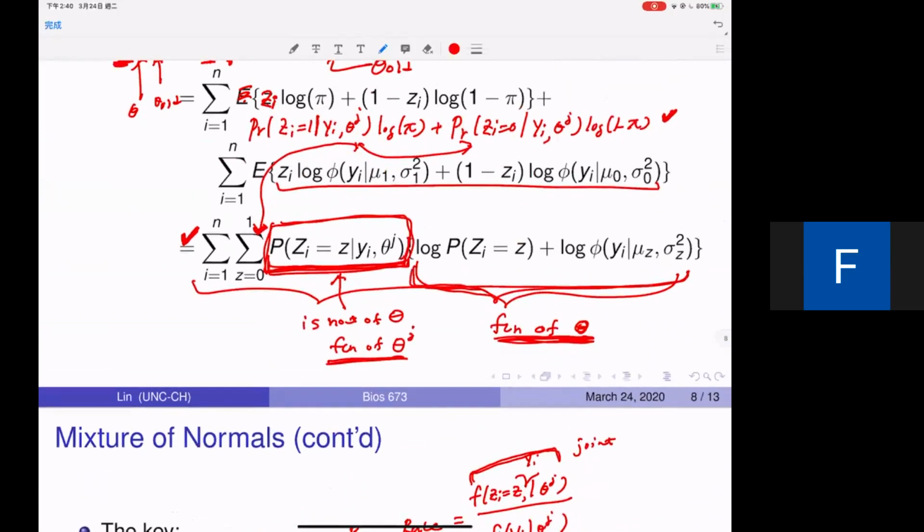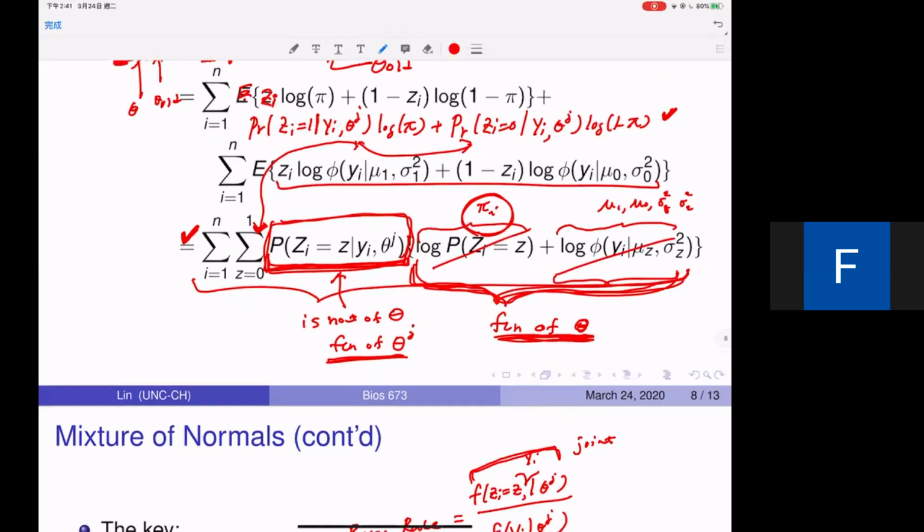This part is only a function of the pi's, and this part is only a function of mu1, mu0, sigma square 1, sigma square 0. So when you do your first derivation, taking the partial with respect to pi, the other whole part is gone. It's nothing but solving for the MLE of a Bernoulli distribution. When you take the partial with respect to mu1, mu0, or the sigma squares, the pi part is gone as well. Then this part is nothing but maximization over MLEs under normality.